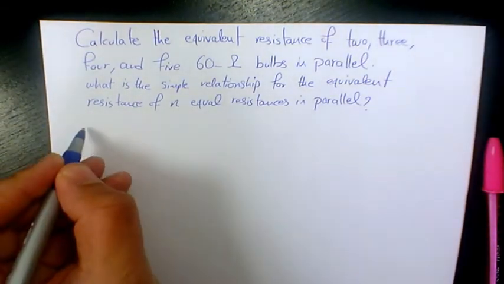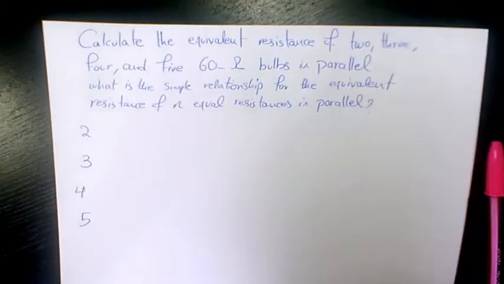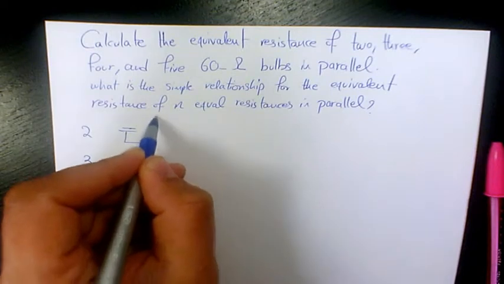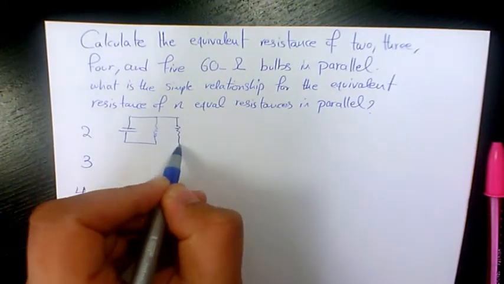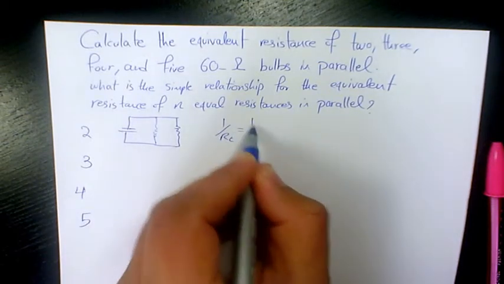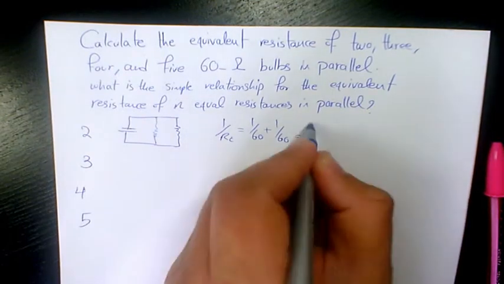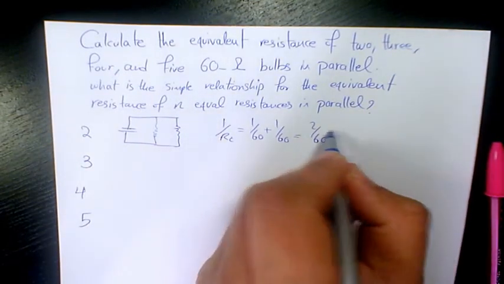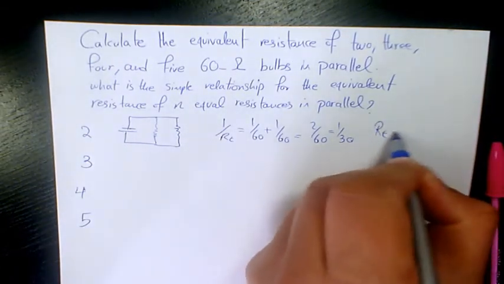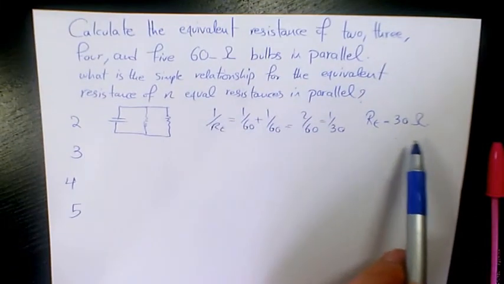So whenever we have 2, 3, 4, and 5 resistors, in the first case, we're going to have something like this. So in that case, 1 over RT equals 1 over 60 plus 1 over 60. That's going to be 2 over 60, or 1 over 30 when you reduce it. So RT is going to be 30 ohms. So the equivalent resistance is going to be 30.